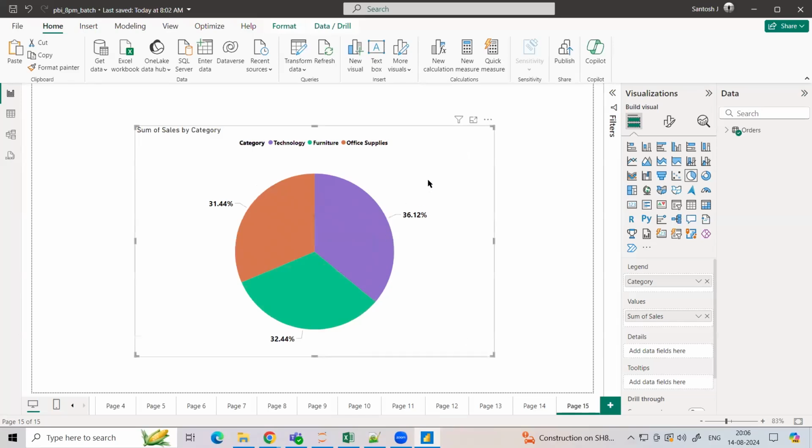Here we have added one legend and we have added values. So far, so good. What is it giving? The total sales made by technology is 36%. The total sales made by furniture is 32%. And the total office supply sales is 31%. Now, a simple analysis I'll tell you.